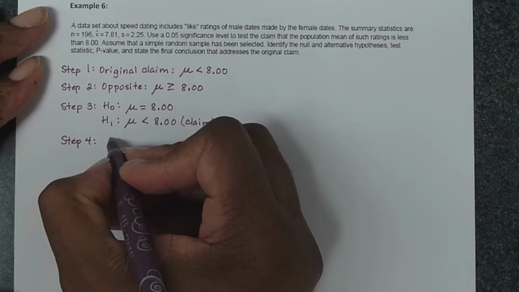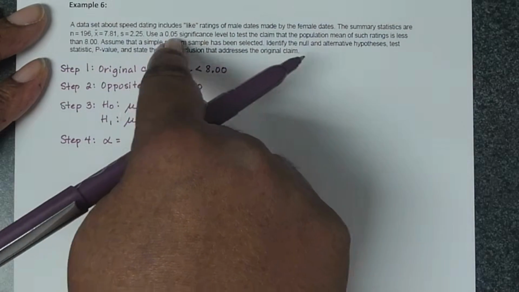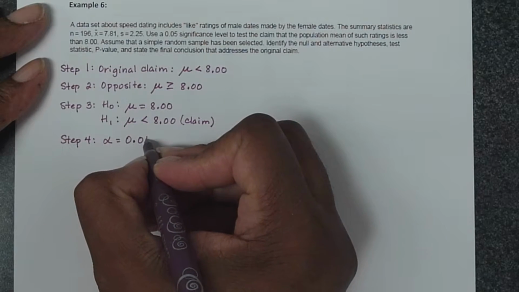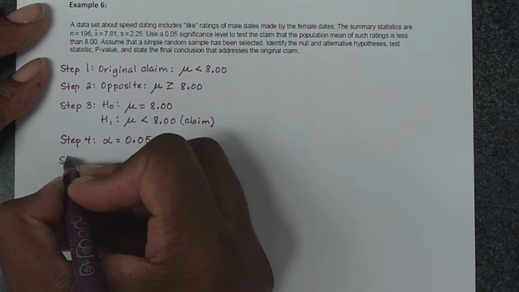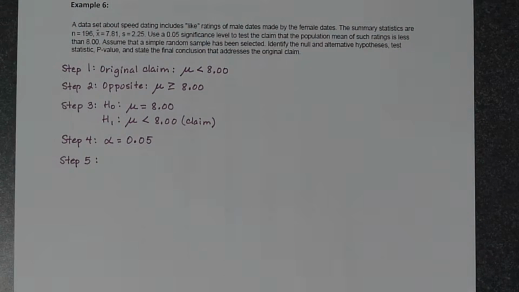Step number 4 is your level of significance. Well, that's given to you in the problem. You're to use a 0.05 significance level. So that right there was just step 4.